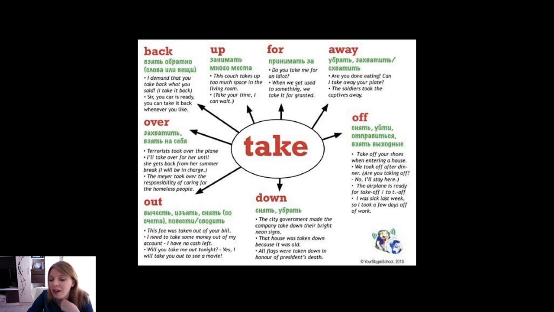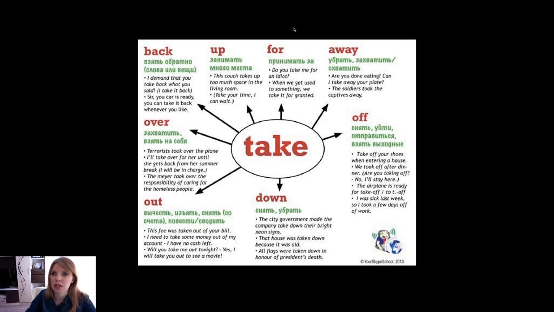When we get used to something, we take it for granted. Вот тоже данное выражение, если вы его не знаете, я советую вам его выучить. To take something for granted переводится как принимать что-либо как само собой разумеющееся. Когда мы привыкаем к чему-либо, мы принимаем это как само собой разумеющееся.